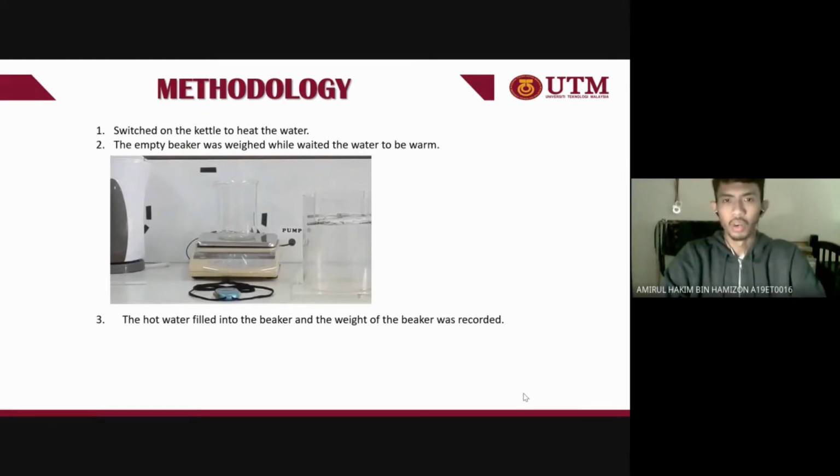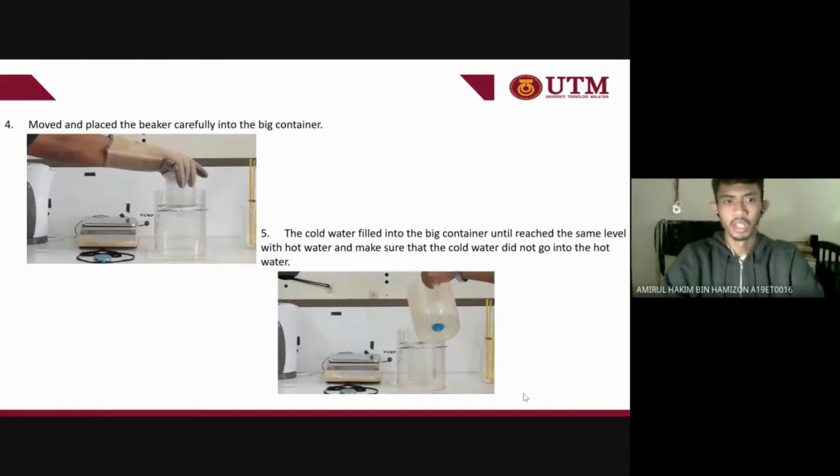Next, while the water was warming, the empty beaker was weighed. The hot water was filled into the beaker and the weight of the beaker was recorded. Next, after weighing, we removed and placed the beaker carefully into the big container. The cold water was filled into the big container until it reached the same level as the hot water.